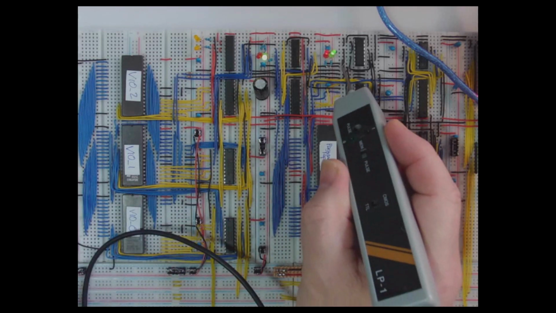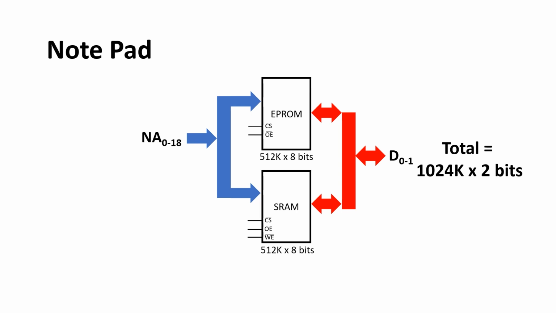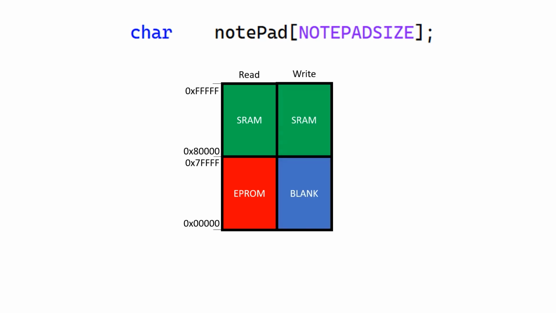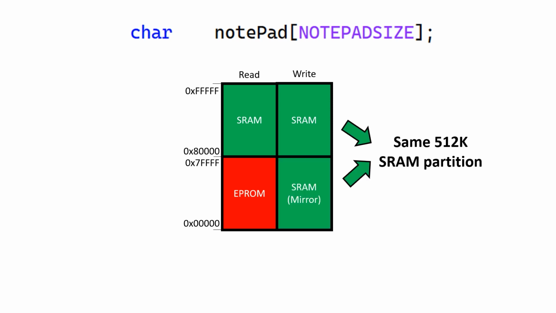In the last video, I said I was going to lay down the notepad memory to have 1 million addresses, each 2 bits wide. And this is exactly what I've done for notepad reads. For writes, I should just leave the space behind the EEPROM empty. After all, we can't write to an EEPROM. Instead, what I'm going to do is mirror the SRAM. This means a write to location 0 is the same as a write to location 80000.